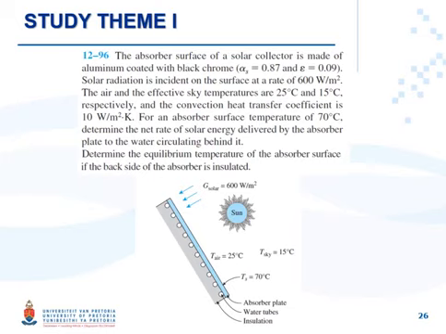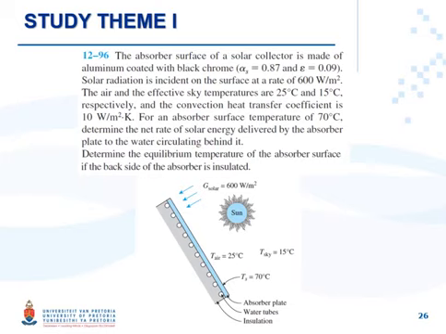and the convection heat transfer coefficient is 10. For an absorber surface temperature of 70, determine the net rate of solar energy delivered by the absorber plate to the water circulating behind it. Determine the equilibrium temperature of the absorber surface if the black side of the absorber is insulated.